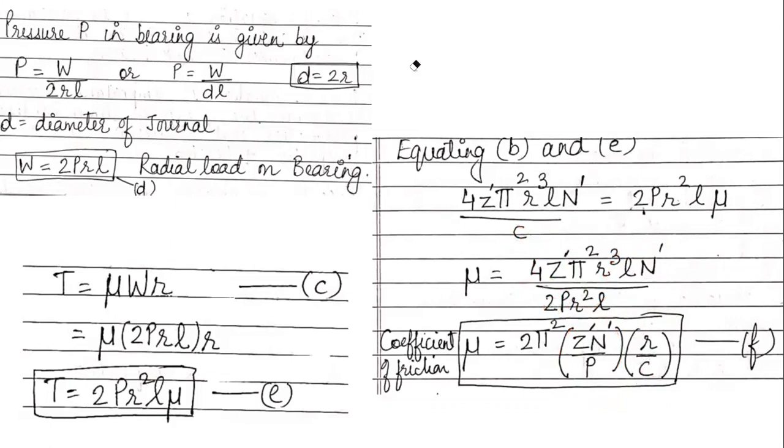Once you do the simplification, you can find out coefficient of friction mu by Petrov's equation, which is 2 pi square z dash n dash upon p r upon c, where z dash n dash upon p is one dimensionless number. If you write down the units and cancel them, that will all become 1. And r by c is also a dimensionless number because r is in mm, c is also in mm, gets cancelled. So that also becomes a dimensionless number. So this is the final derivation of Petrov's equation.